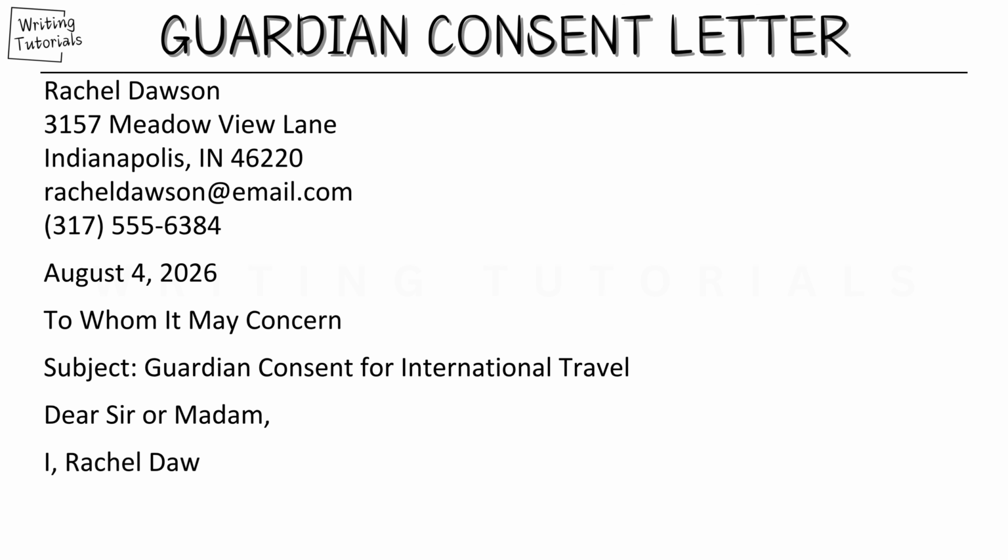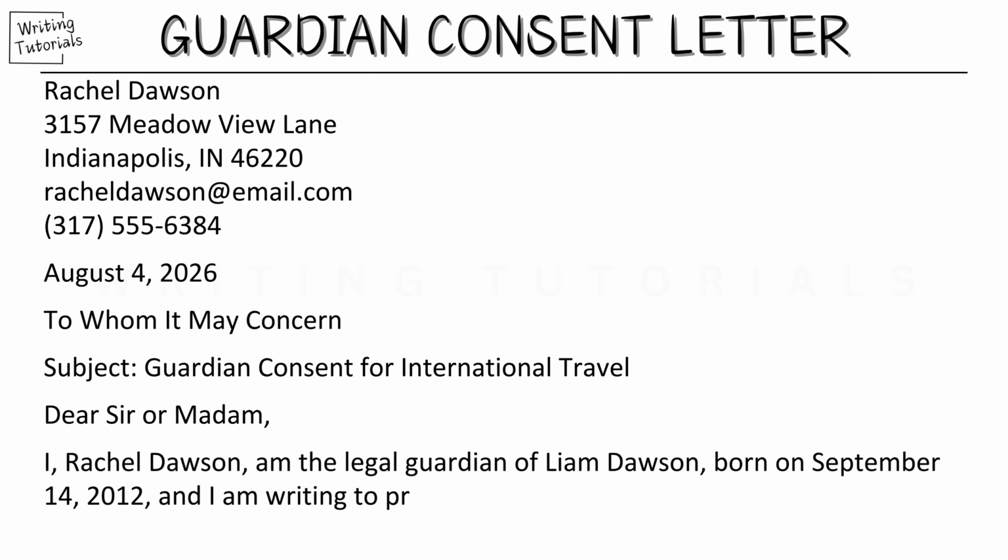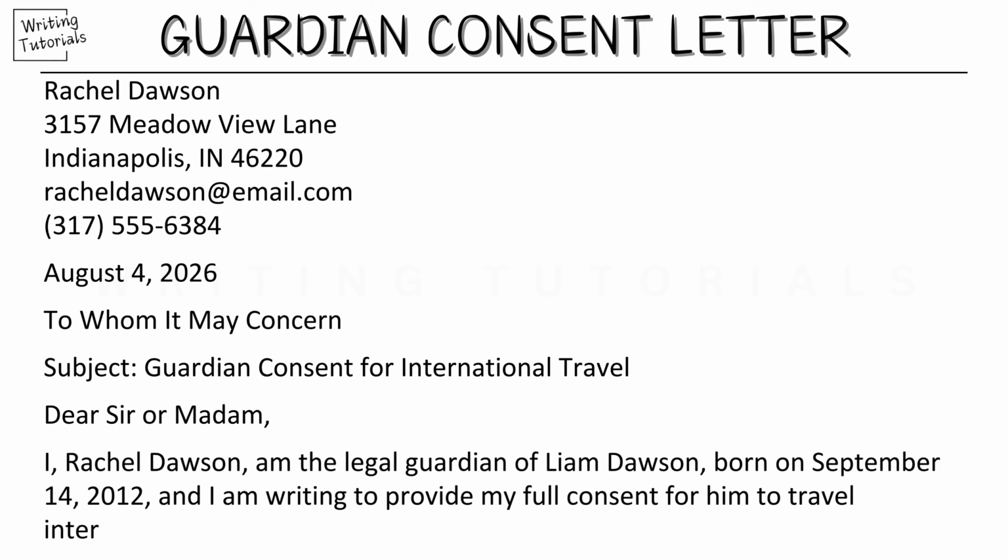Now let's begin with the opening paragraph. Here's the sample. "I, Rachel Dawson, am the legal guardian of Liam Dawson, born on September 14th, 2012, and I am writing to provide my full consent for him to travel internationally." This opening paragraph clearly identifies both the guardian and the child. It also immediately states the purpose of the letter, which is granting permission for international travel. Whenever you write this section, include the guardian's name, the child's full name, and any important identifying information, such as the child's date of birth. This helps eliminate confusion and confirms exactly who the consent applies to.